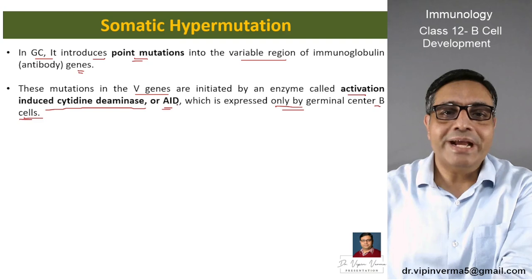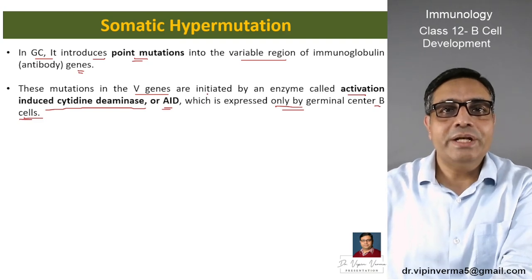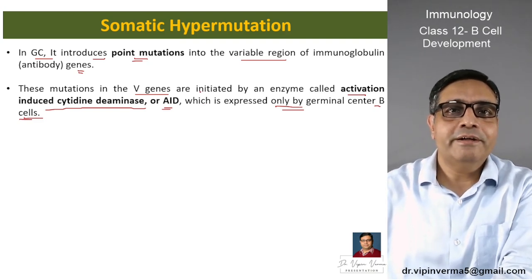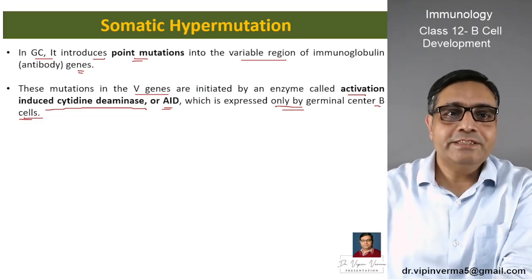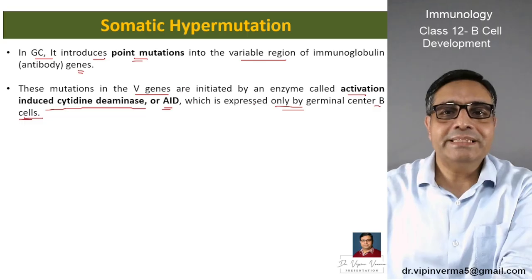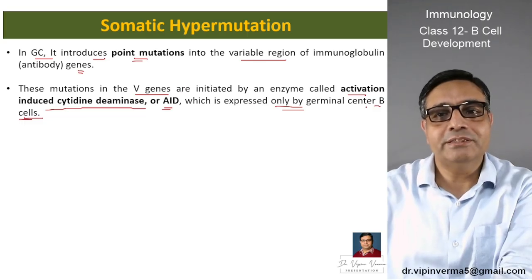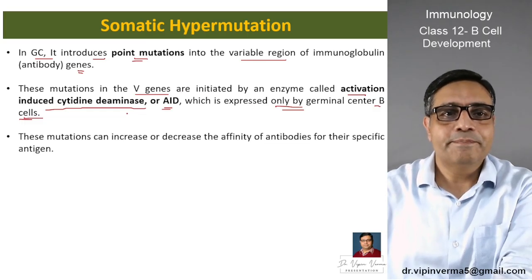So you can see why germinal centers are the only place where we see somatic hypermutation, because that is the place where AID is expressed, and it is expressed only by the germinal center B cells.